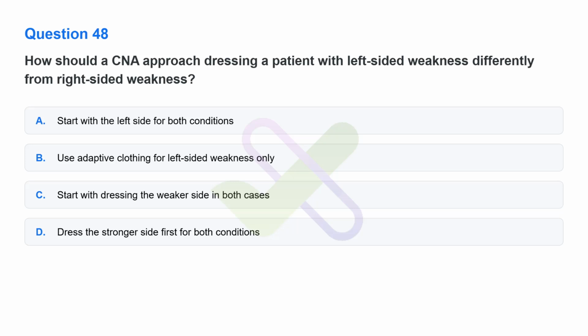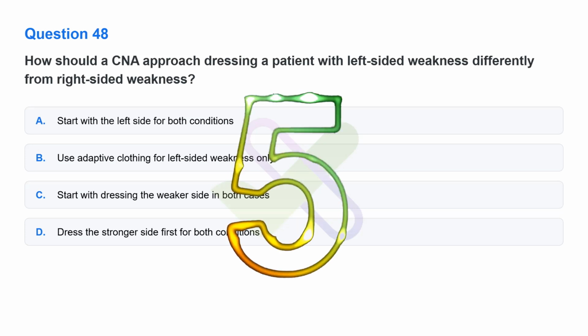How should a CNA approach dressing a patient with left-sided weakness differently from right-sided weakness? A. Start with the left side for both conditions. B. Use adaptive clothing for left-sided weakness only. C. Start with dressing the weaker side in both cases. D. Dress the stronger side first for both conditions.